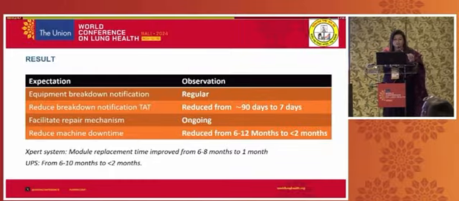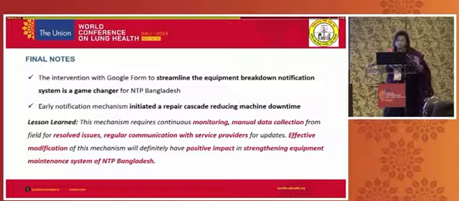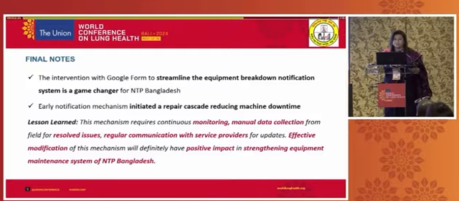Facilitating the repair mechanism is an ongoing process by the NTP and BRAC team. The machine downtime has been reduced from 6 to 12 months to less than 2 months. So the intervention with the Google form to streamline the equipment breakdown notification system is a game changer for NTP Bangladesh. This early notification mechanism initiated a repair cascade, reducing the machine downtime.